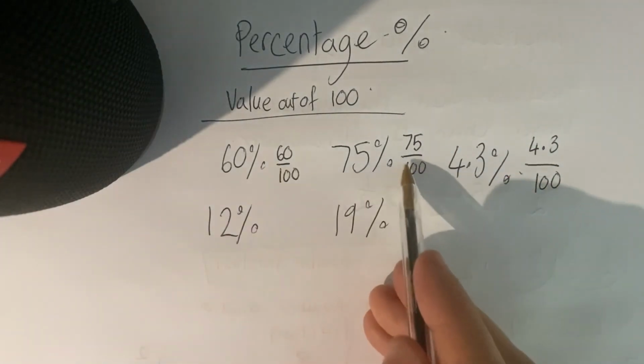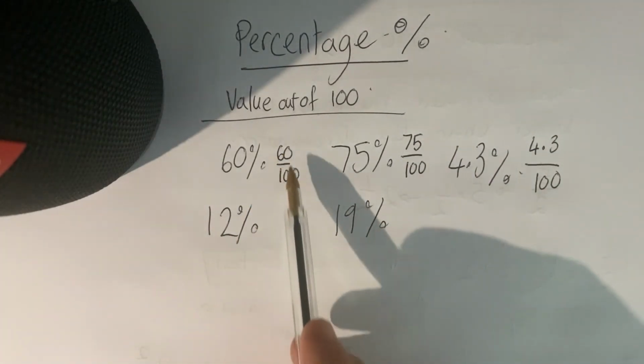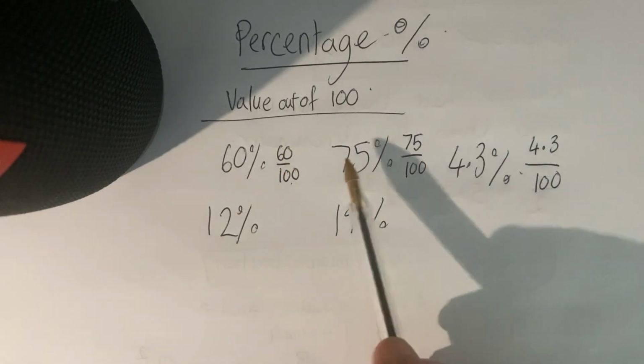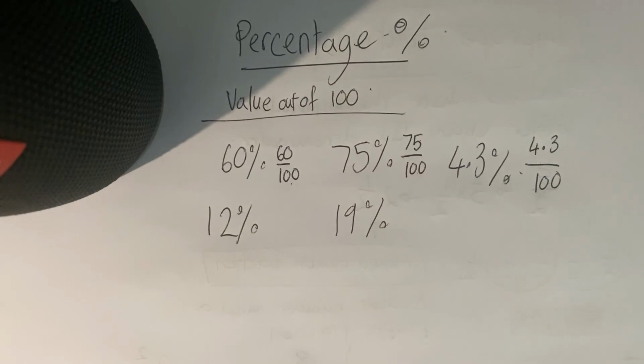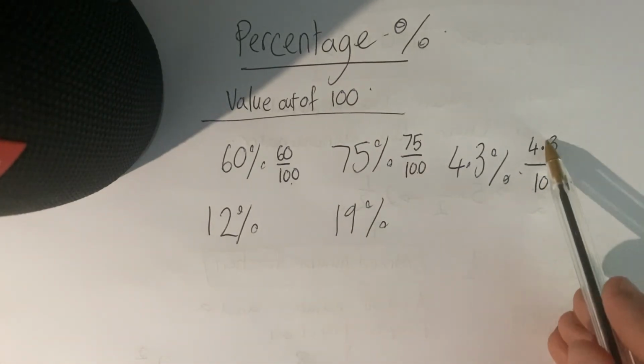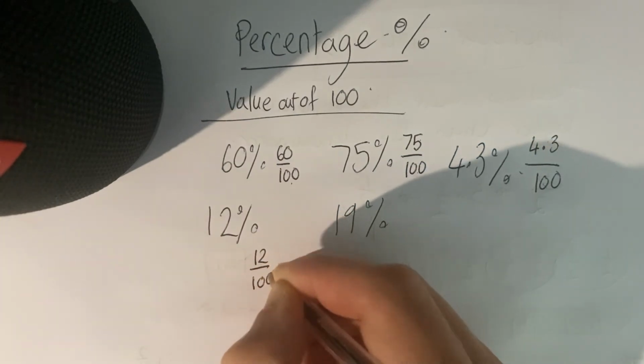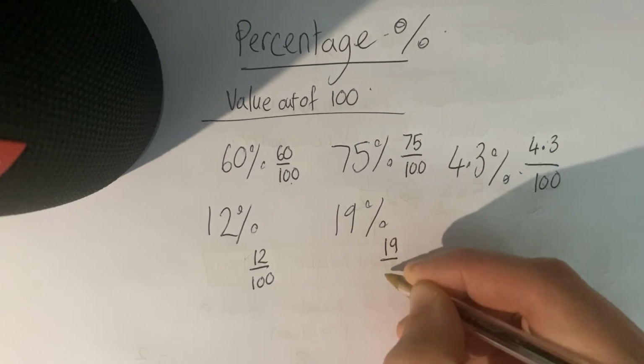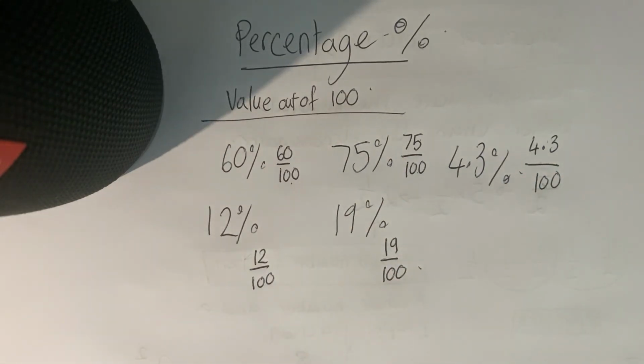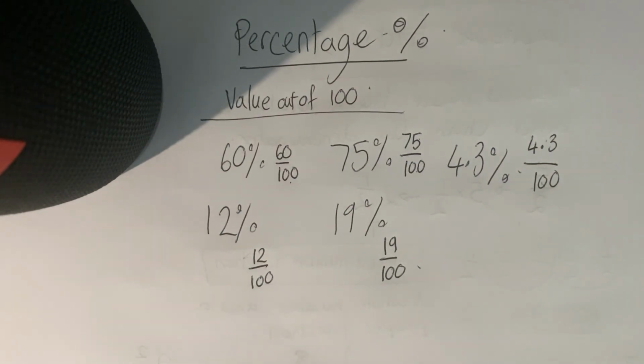And remember, this line here means divide. So 60% would be 60 divided by 100, 75% would be 75 divided by 100, 4.3% would be 4.3 divided by 100, 12 out of 100, 19 out of 100. Right. There's a collection of topics based around converting fractions to decimals to percentages, but I'm not going to worry about that here because that's going to come up as an actual topic within GCSE maths. So I'm going to leave that there for today.